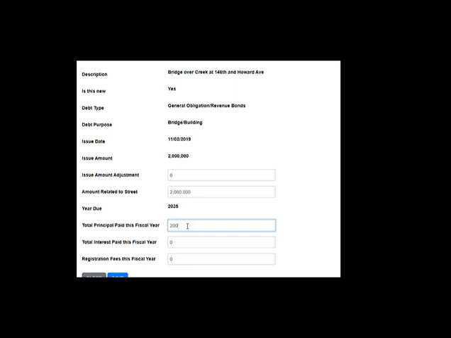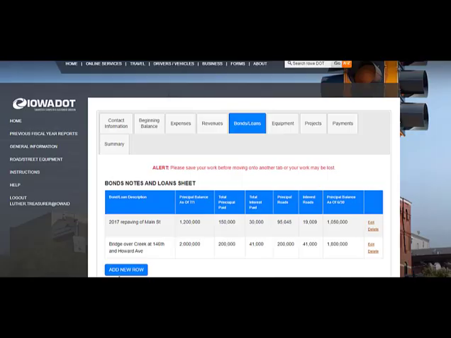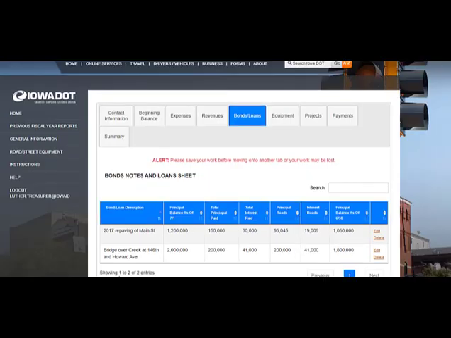Say we're paying $200,000 a year on this one. We're showing our interest at $41,000. And if we have any paying agent fees or registrar fees associated with this bond, we're going to go ahead and put those in as well. And then we would hit save to update that. So next year will be a little bit more simple as you only have to go in for all of those existing bonds and show your payments made during the year.